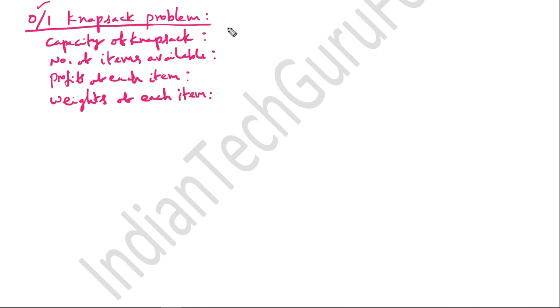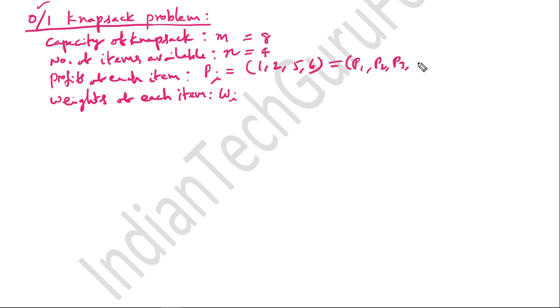The capacity of the knapsack is represented by M, the number of items by N, the profit of each item by Pi, and the weight of each item by Wi. Let us assume M is equal to 8 and the number of items is 4, and Pi values are 1, 2, 5, 6, that is P1, P2, P3, and P4. Next, W values are 2, 3, 4, and 5, represented by W1, W2, W3, and W4. So these are the values given.